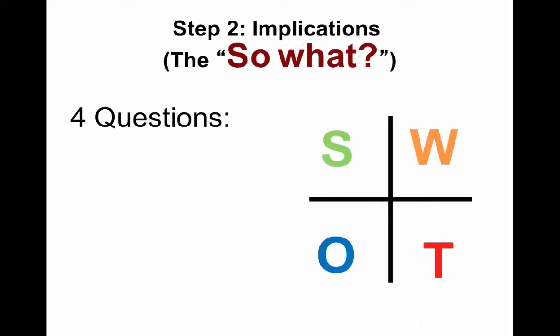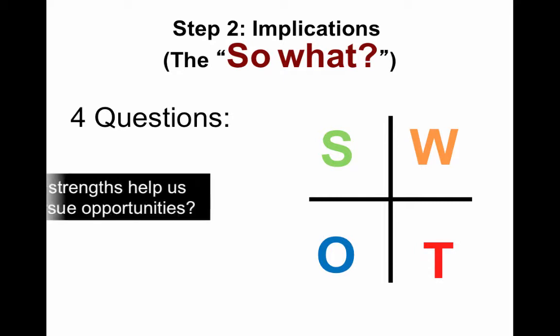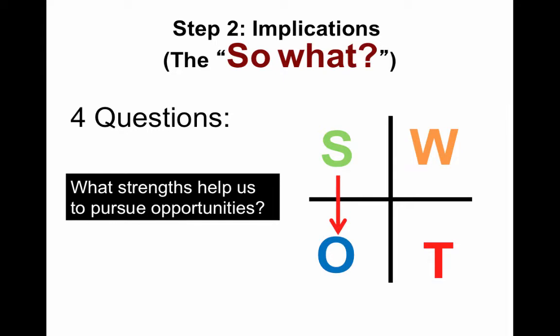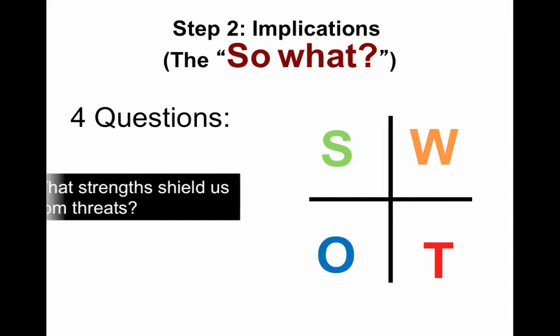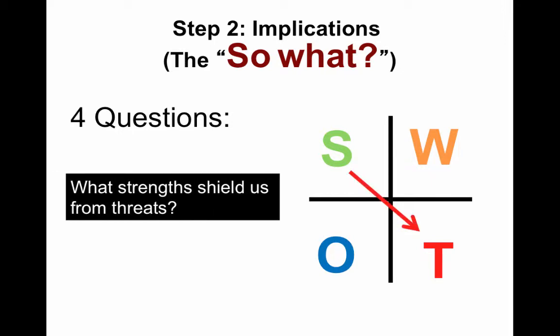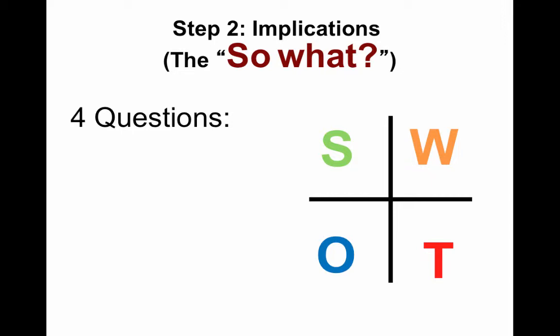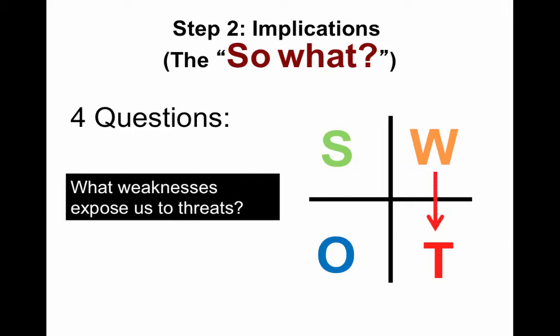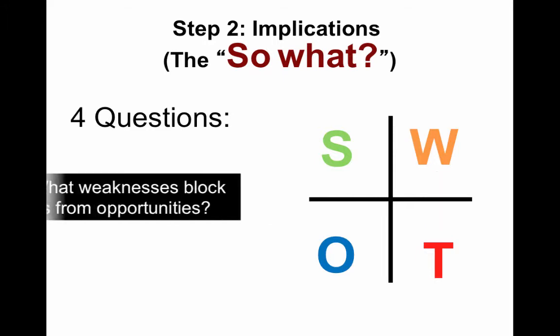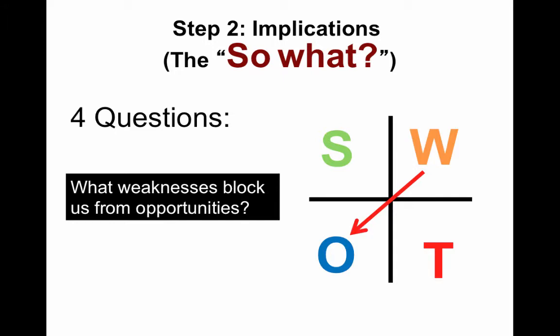So step 2 in the process is to identify implications. The so what: why does this information matter? There are four questions that we can ask to help identify relevant implications. What strengths help us to pursue opportunities? What strengths shield us from threats? What weaknesses expose us to threats? And what weaknesses prevent us from pursuing attractive opportunities?